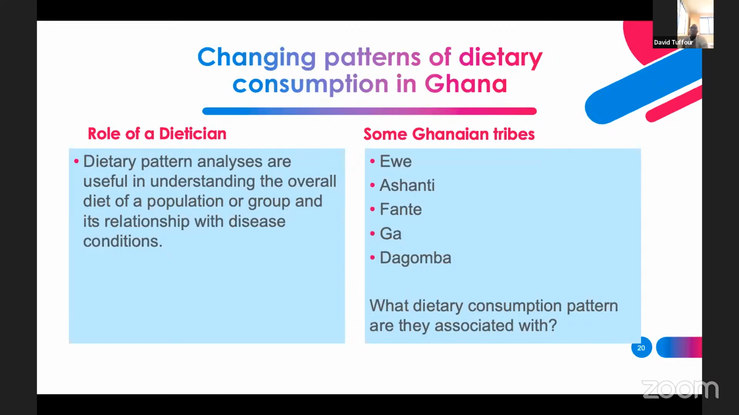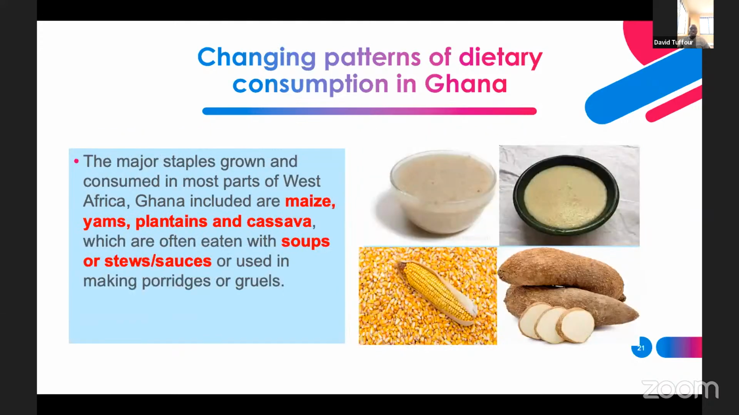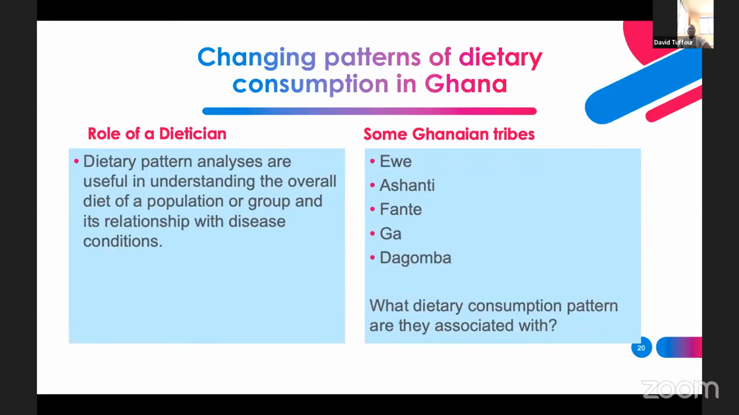Now, here are some Ghanaian tribes. I use just a few examples here. We have the Ewe, the Ashanti, the Fanti, Ga, Dangme. Kindly share with me in the comment section what dietary consumption patterns they are associated with. Dr. Asidia, please let's stay with the previous slide. Thank you. Kindly share with me.